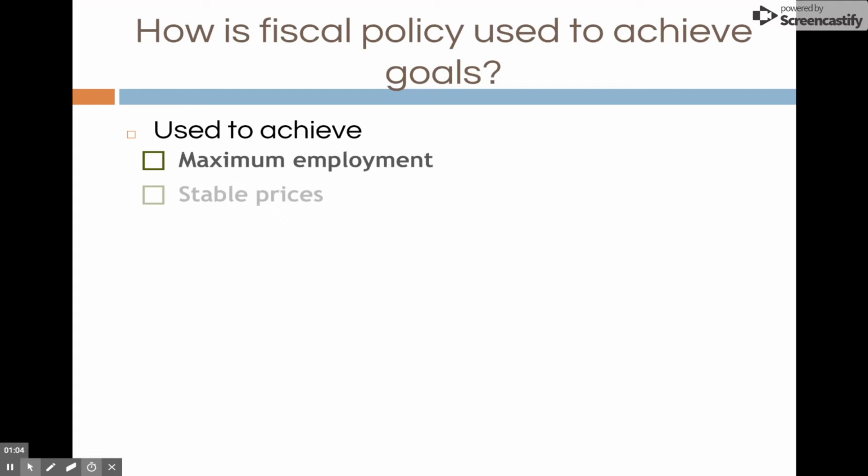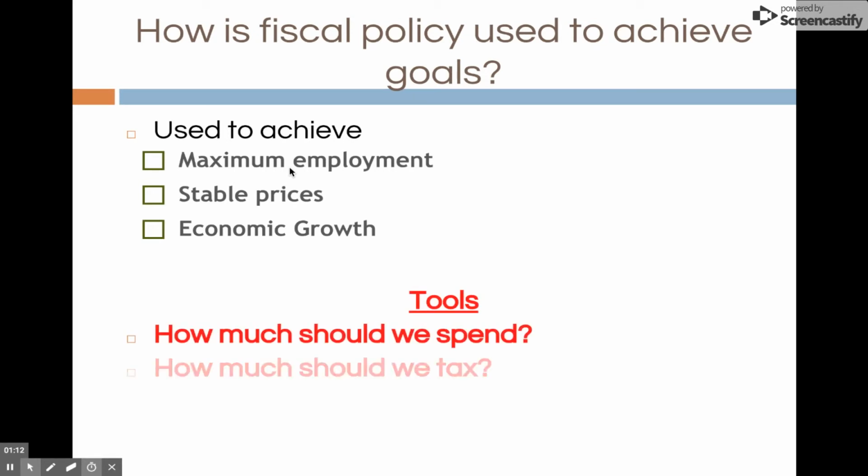So we want to maintain growth. We want to limit inflation and limit unemployment. Those are the goals. So the tools that we use for fiscal policy are taxes and spending. How much does the government increase or decrease? Each one of these will influence the economy.